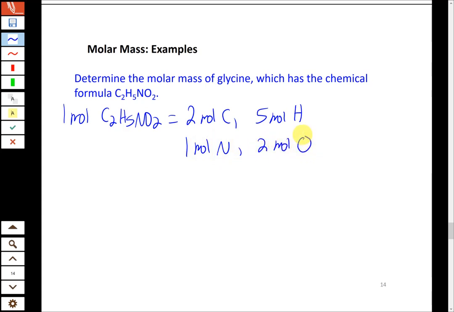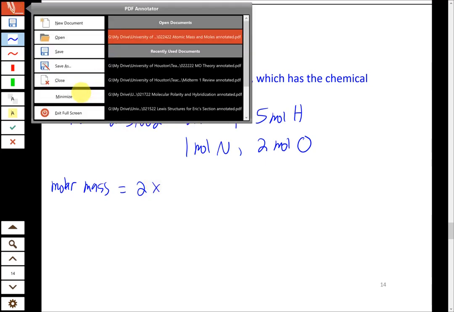Okay? And so again, what we do then to find the molar mass of a compound like this is just add up the atomic masses of all the elements that make it up, accounting for how many of each atom we have. So the molar mass of this substance is going to be 2 times the atomic mass of carbon. So we have 2 moles of carbon, we need the atomic mass of carbon. So that again comes from the periodic table.